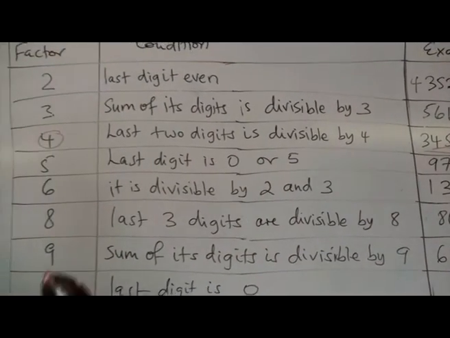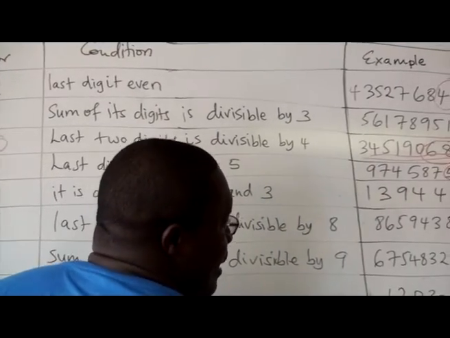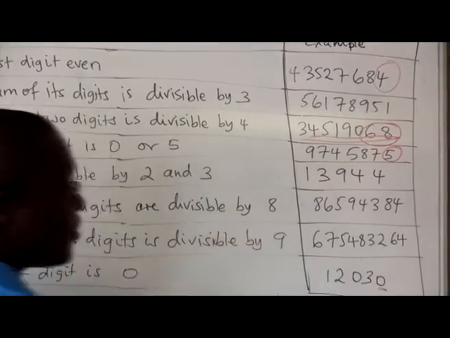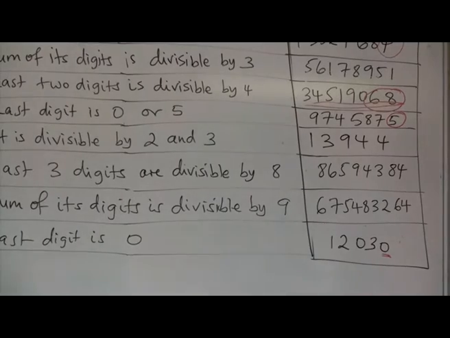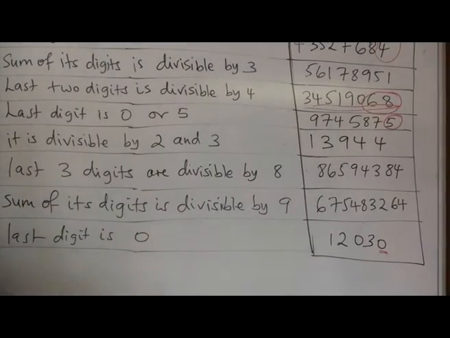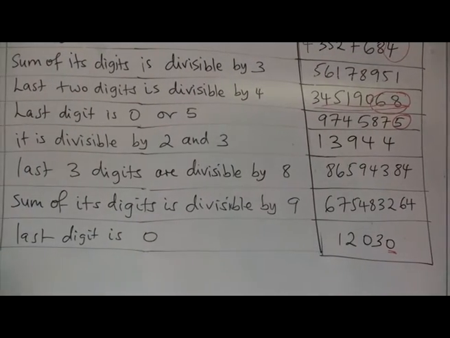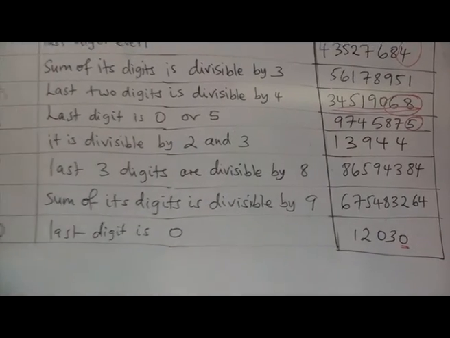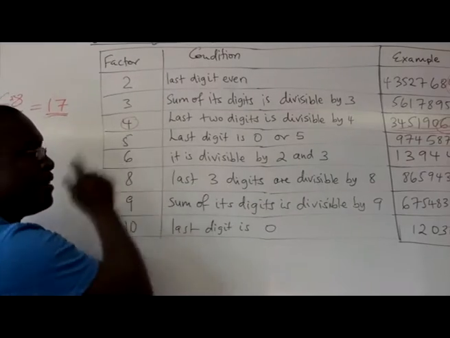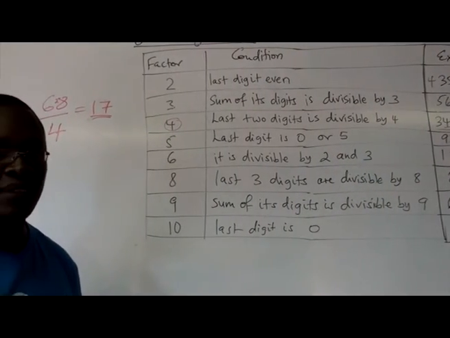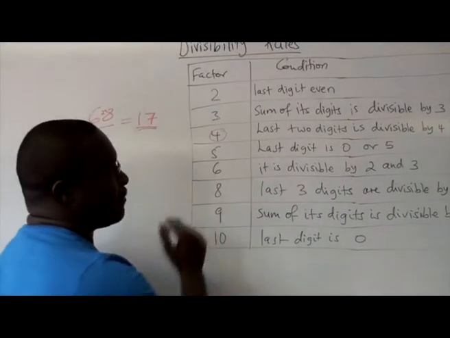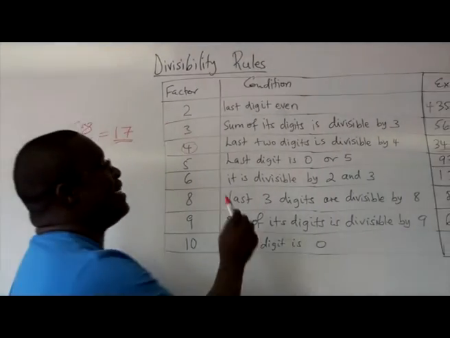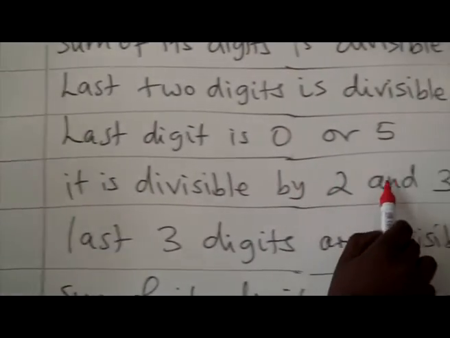If you look at these examples, this one as well is also divisible by 5 because the last digit is 0. So always check if the last digit is 0 or 5, then automatically you know that it's divisible by 5. Right? Then 6. 6, if it is divisible by 2 and 3.